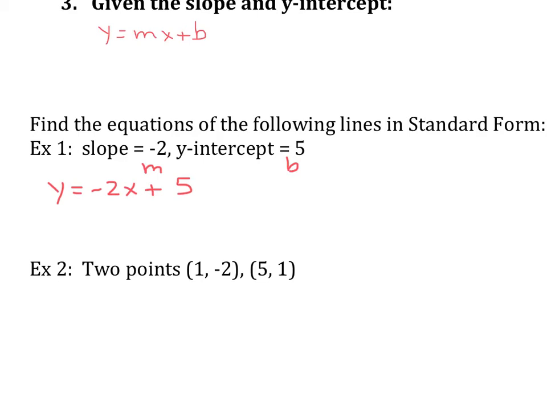Now, this problem says to put it in standard form. Standard form, if you remember, is ax plus by equals c. So we need to get the x and the y terms together. Generally, the a should be positive, and so my x is over here, my y is over here. I'm going to add 2x over. And now we have it in standard form. How do I know? My variables are on one side and my numbers on the other side.